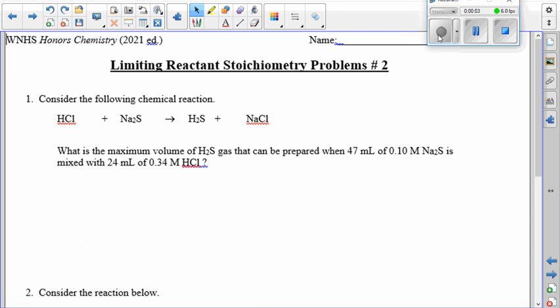Going to go ahead and get started on this worksheet right here, limiting reactant stoichiometry problems number 2. Now, if you're watching this from home, you have a slightly different version of this worksheet in your packet. You want to print the version of this worksheet off that's below this video. It'll have this 2021 edition symbol in it.